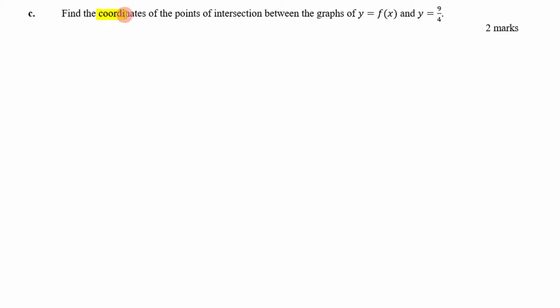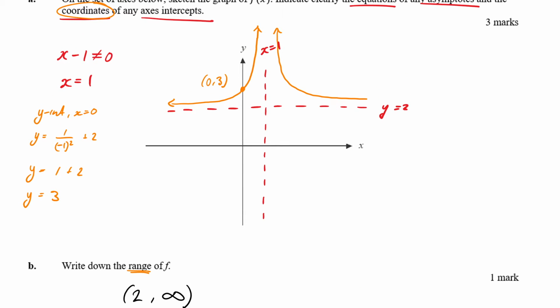So we're going to answer this question before us. It says find the coordinates of the points of intersection between the graphs of y equals f of x and y equals 9 on 4. Now it doesn't ask us to do this, but let's just graph this. So y equals 9 on 4 will be 2 point something, so it's going to be about there. This green line here is y equals 9 on 4, and what we want to find is the intersection between this and the truncus.